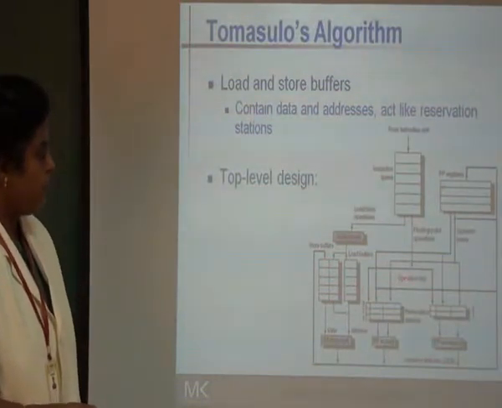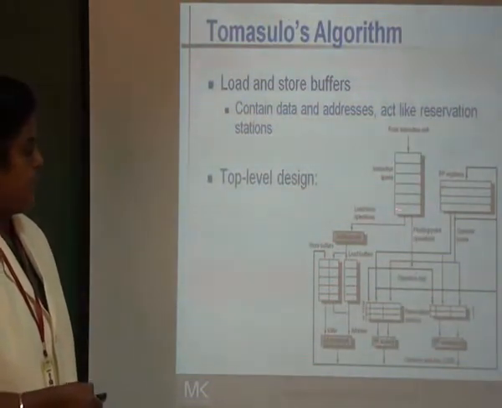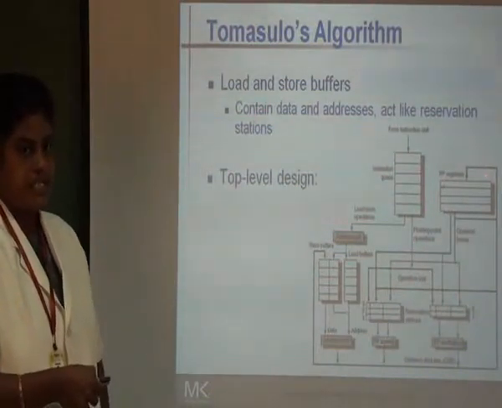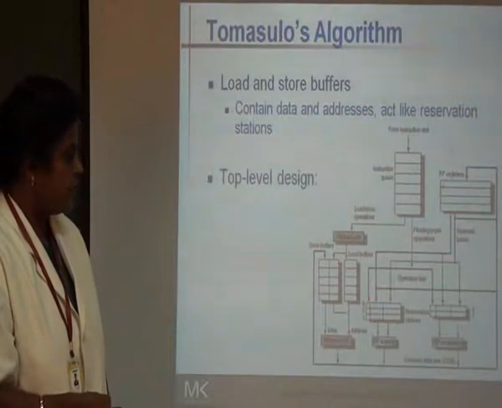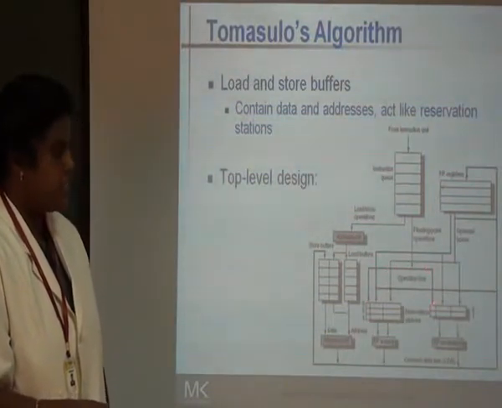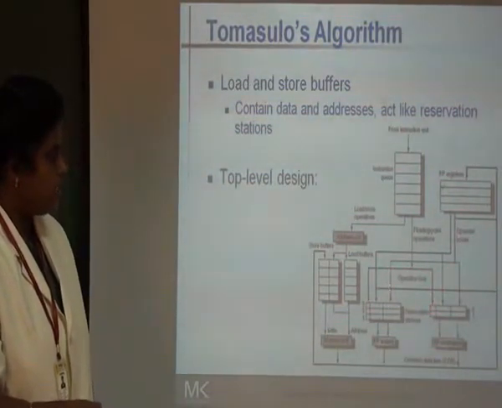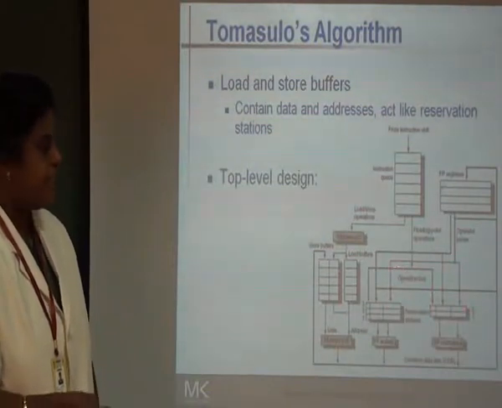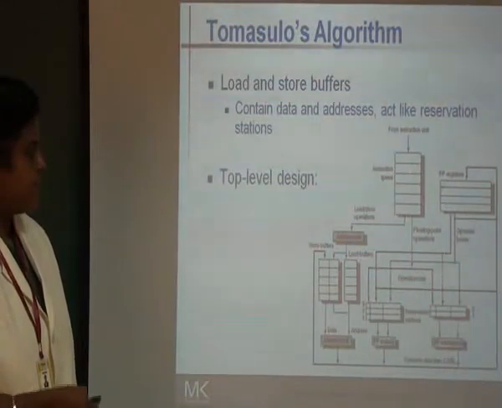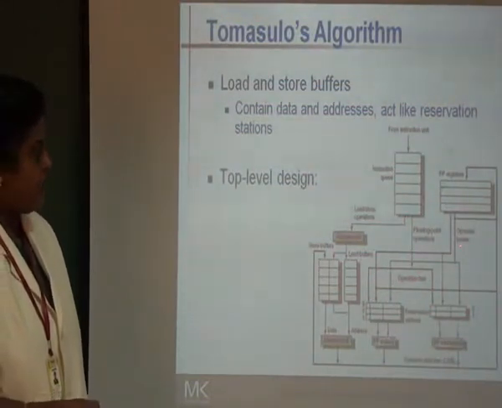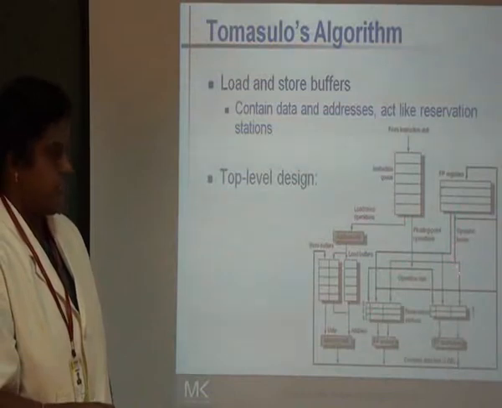Now, the floating point instruction queue contains the instructions to be executed. The floating point operations are received through the operation bus, and the operands are received through the operand bus. Here we have two different buses. One is receiving the operations from the instruction queue, and the other one is receiving the operands from the registers.